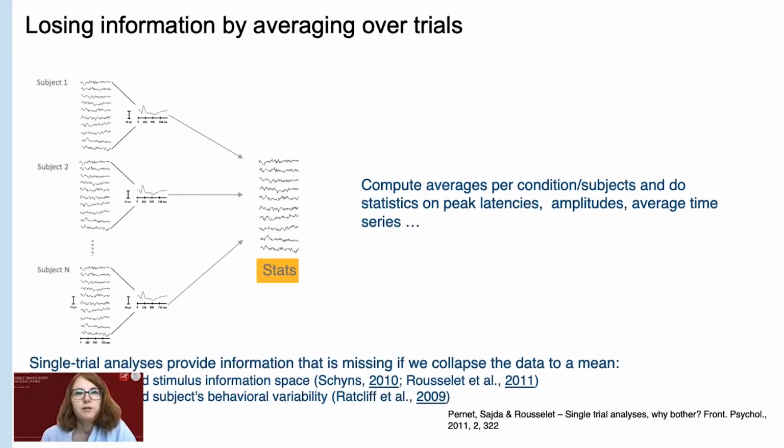But single trial analysis provides information that is missing if we collapse the data to a mean. Especially in MoBI, this is very important, because there's a high behavioral variability, and the environment of MoBI experiments usually is not that controlled. So if we average all the trials, we lose a lot of information.